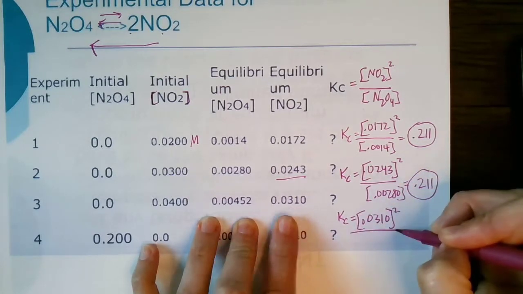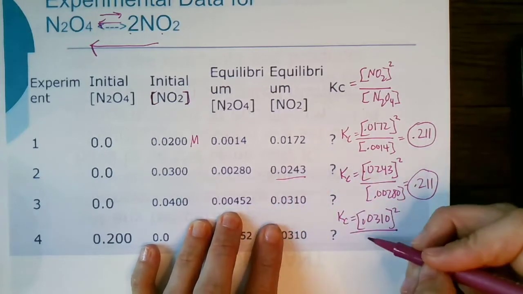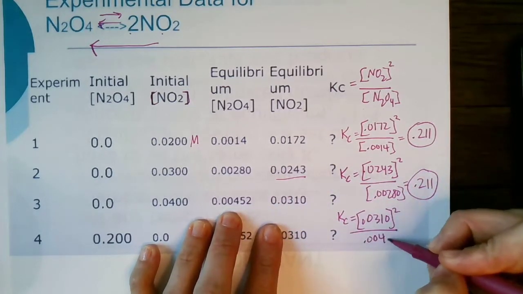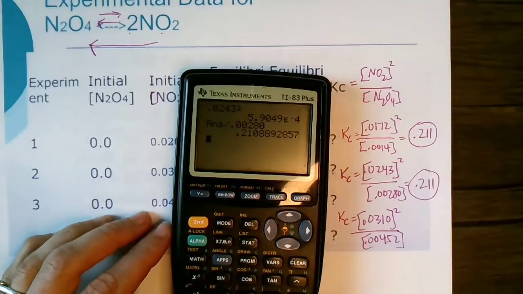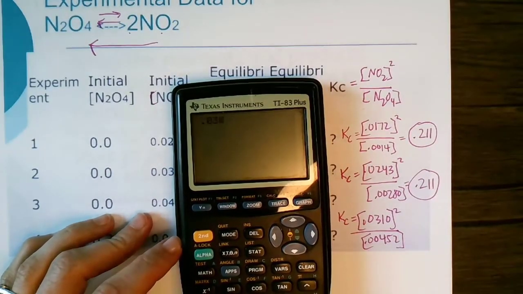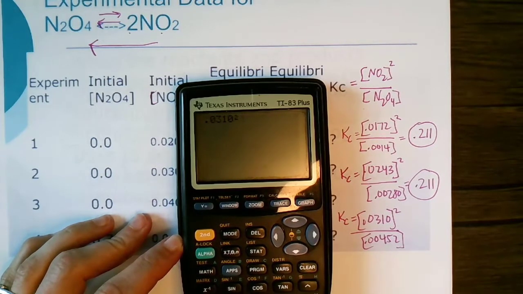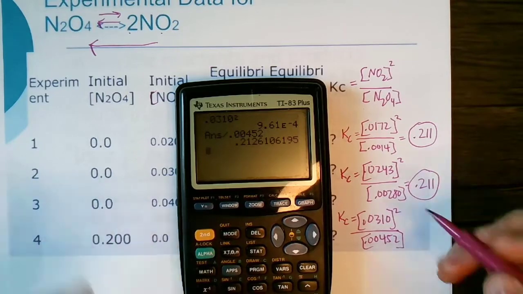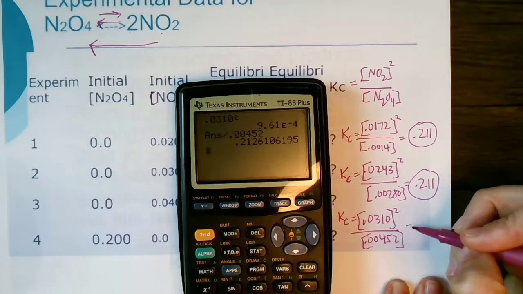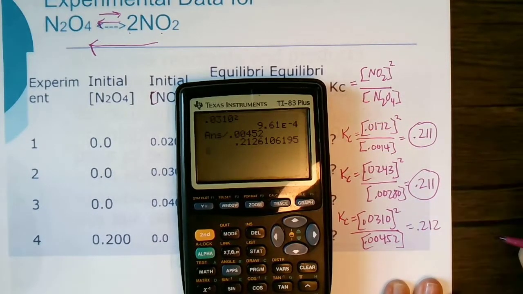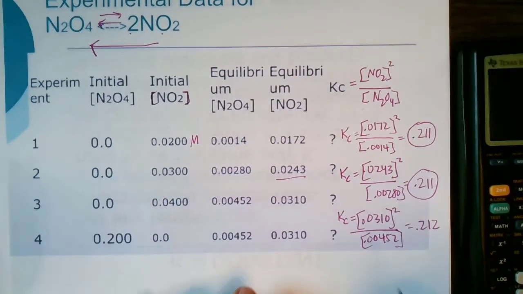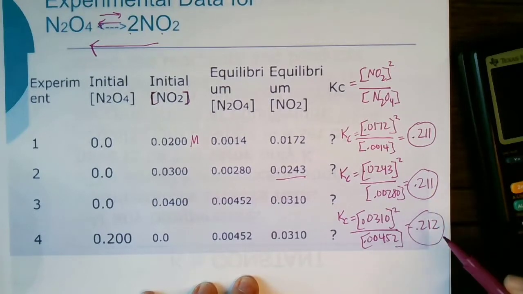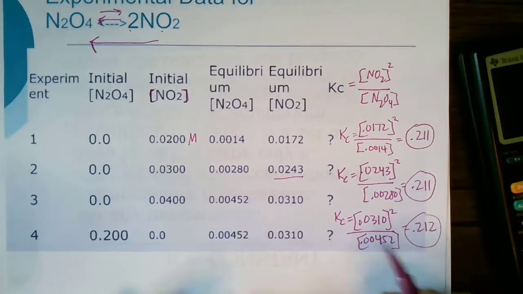squared over equilibrium, which is 0.00452. So I'm going to do 0.0310 squared, divided by 0.00452. That gives 0.212. Okay, really close, within 1,000. Let's check on this last one.